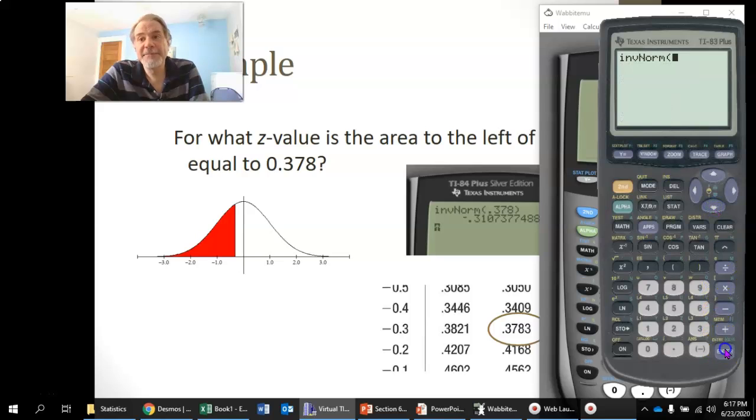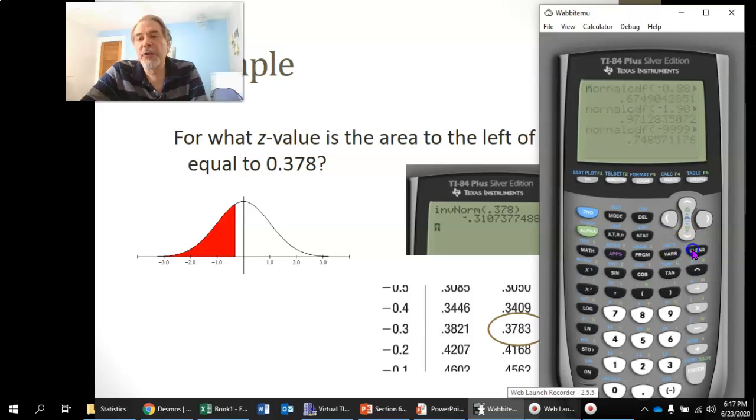So select that. And if it just shows up like this, then all we have to do is put in the number 0.378. And it gives us the answer, which is about negative 0.31.